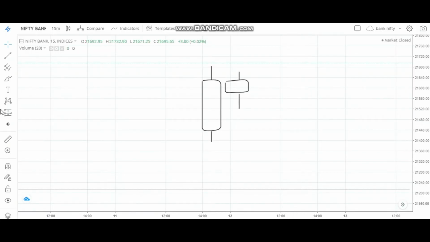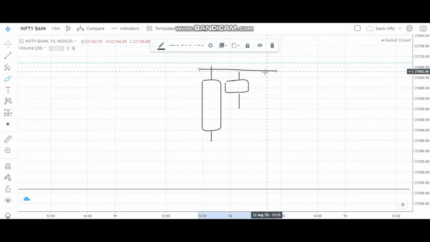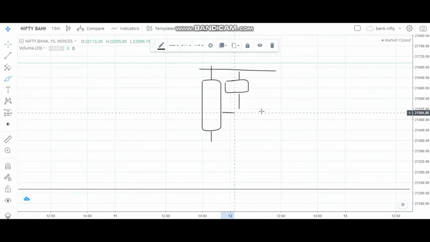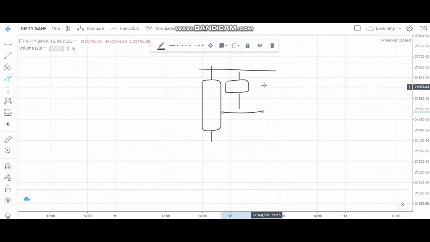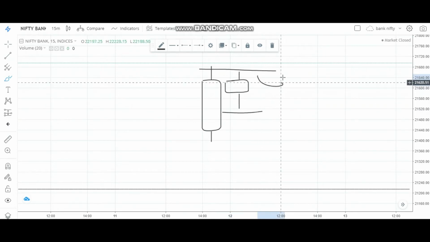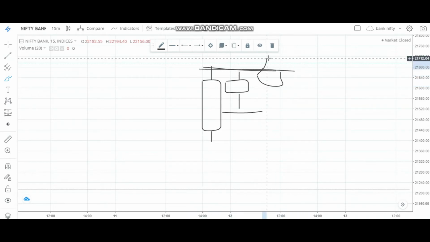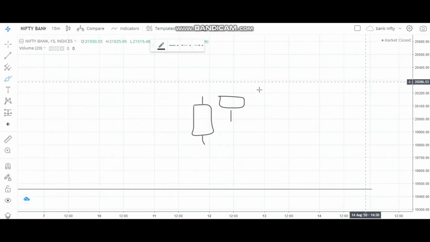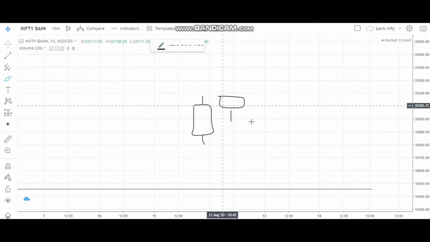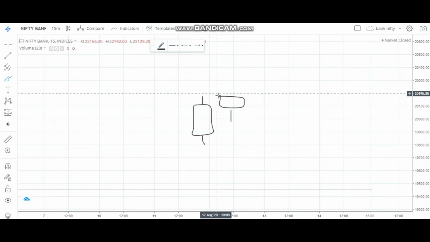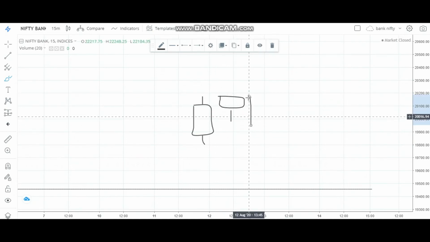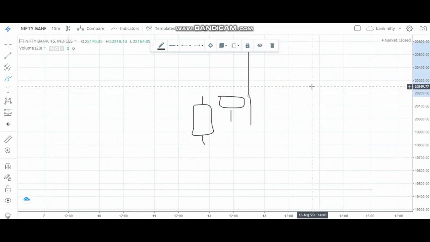So our entry will be this way. If price crosses these highs, then we have to enter the trade and the stop loss will be below this candle. For example, the candle opens in this area and starts moving upward. As soon as it crosses this area, we have to enter the trade. Our target will be double the size of this small doji candle. So if the candle size is this much, we should take double the size of this doji.